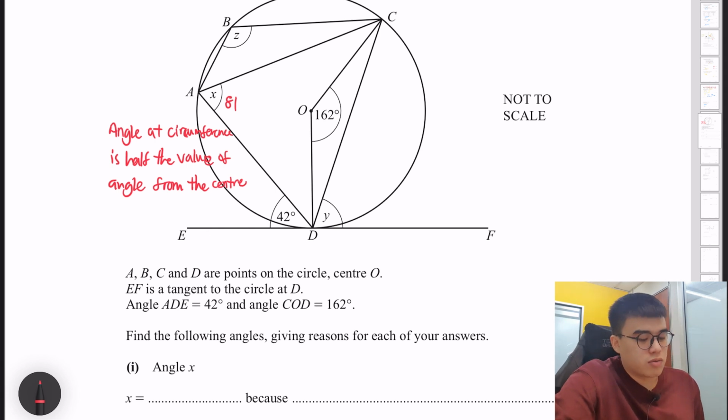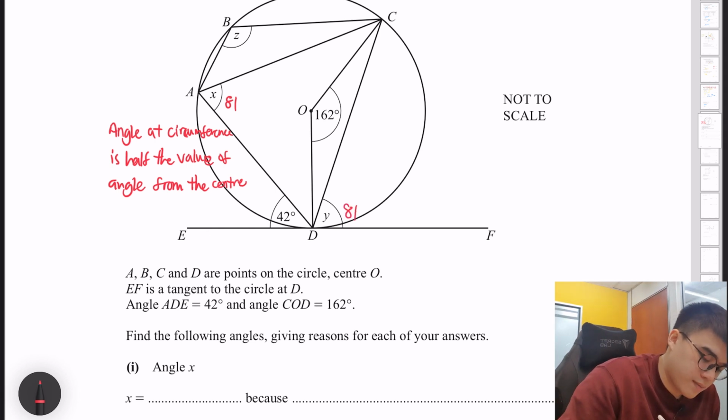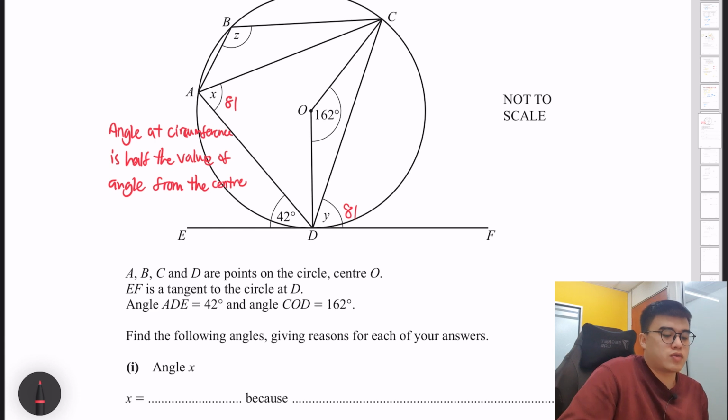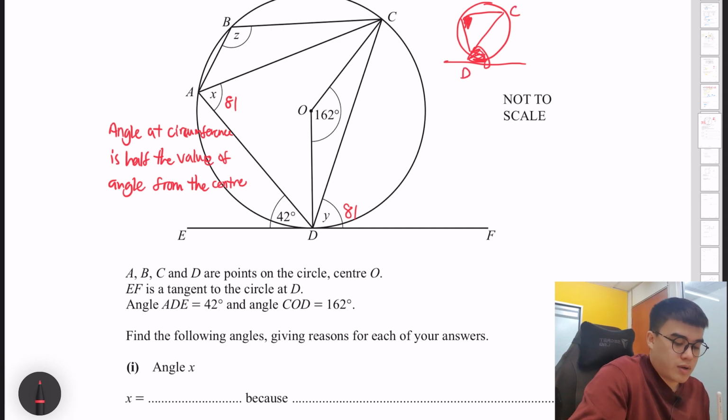Moving on, they are looking for y. For y over there, y will also be 81. Do you know why? Because we are using the alternate segment theorem. So this is the angle. Whatever was here, this will be the same. So we have CD's line. So this is what we call it.